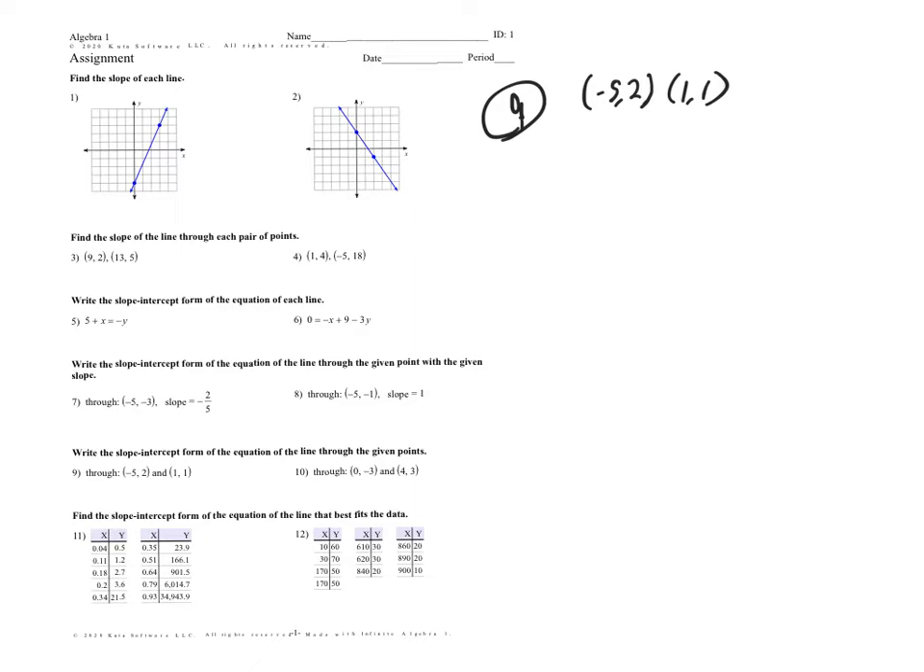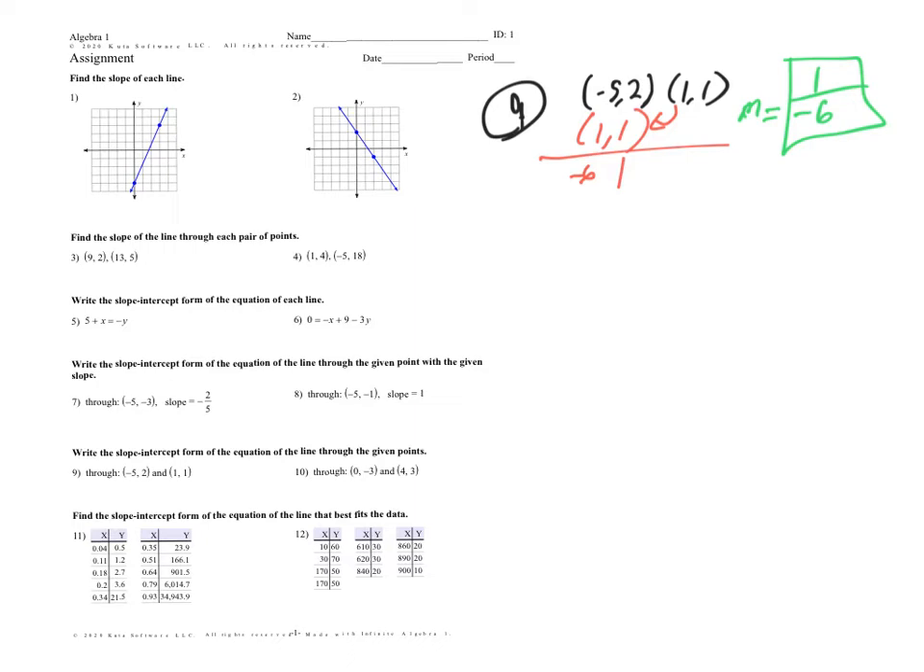I'm going to use my stack and subtract method, so I'm just going to move this one down because, like I said, it doesn't matter which one's on top. So I've got 1, 1 on the bottom, just to make it a little easier to subtract. And I subtract that, -5 minus 1 gives me -6. 2 minus 1 gets me 1. And then I've got to do y values on top, so that gives me 1 over -6. This is my slope. This is m.